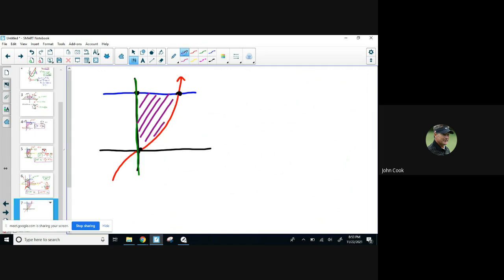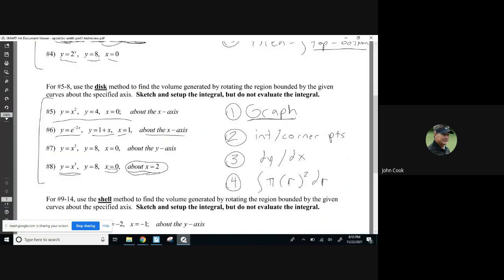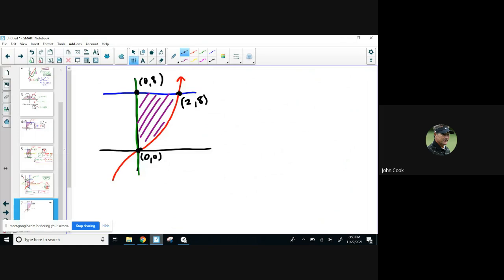All right, so let's find these intersection points real quick. So let's see. The one up here, that's easy. That's 0, 8. And then this one's 0, 0, the origin. And then this one would be where it intersects with x to the third and 8, that'd be 2. 2 to the third is equal to 8. So 2, 8 is the other coordinate. There we go. And where are we rotating this thing? So it's around the line. Oh, x equals 2. That's convenient, so it's like right there.